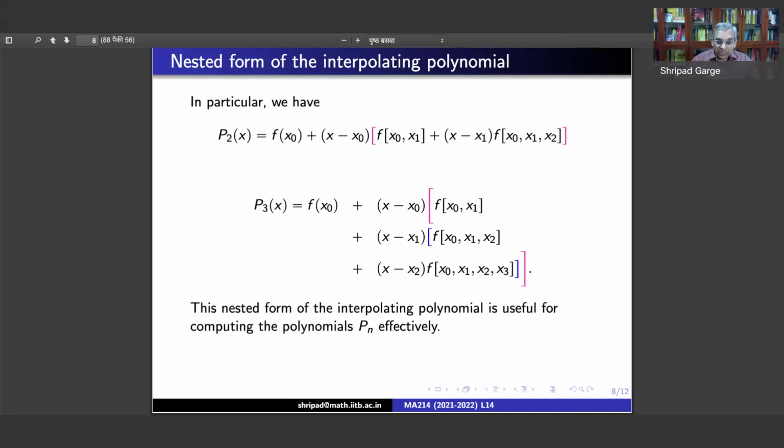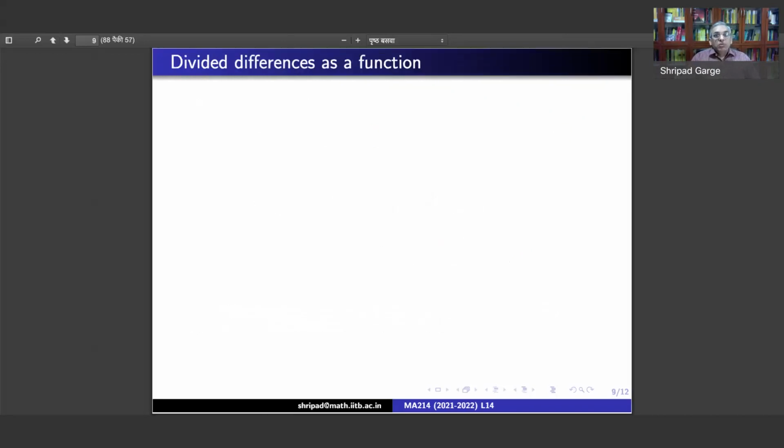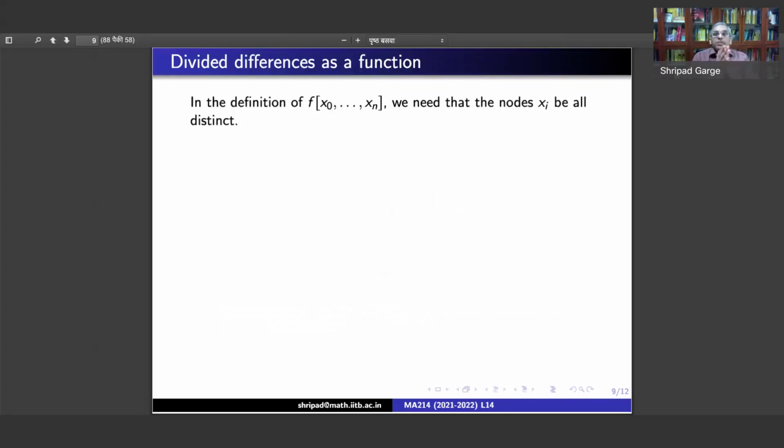Okay, so now we get a bit greedy and we would like to use these divided differences and see whether we can write a function. We can use these divided differences to write down a function. For that we note, first of all, that whenever we defined these divided differences, we needed that these nodes be all distinct, because if you don't have distinct nodes, then we don't have Lagrange polynomials interpolating these functions, right? So the nodes have to be distinct.